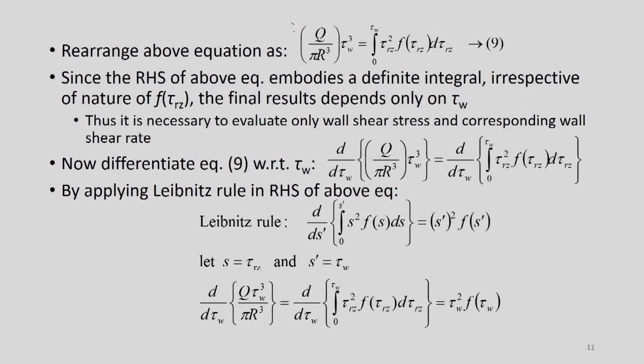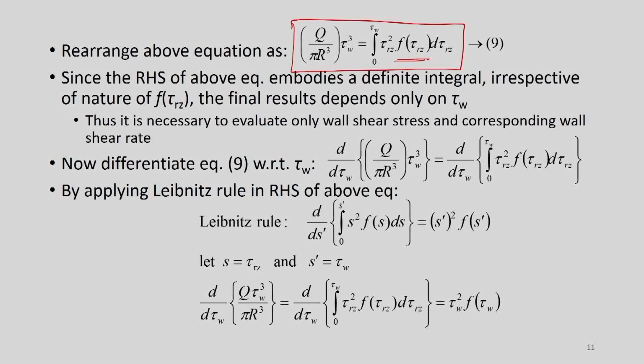Before simplifying, we make a kind of analysis. We understand from this equation that in the left hand side everything is a function of tau w, or you will get the values in terms of tau w. In the right hand side we have an integration of tau rz square f of tau rz d tau rz, but after integration, whatever the function may be, when you substitute the limits 0 and tau w, you will get the final answer in terms of tau w only. So, what does it indicate? It indicates that if you know the tau w information, that is sufficient. So, the corresponding gamma dot w information is sufficient in order to ascertain the rheology of the fluid.